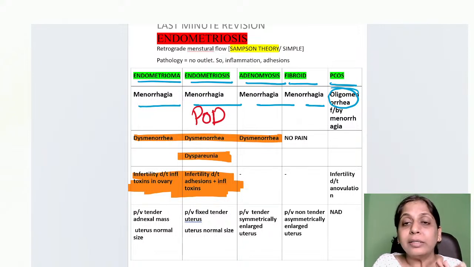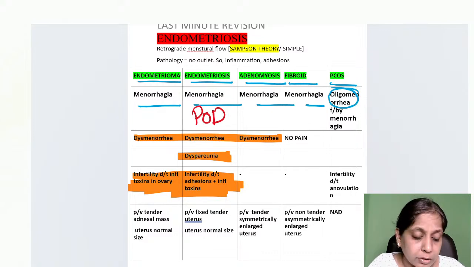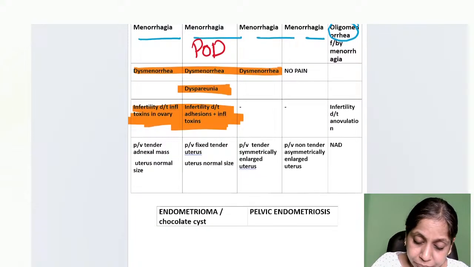There is inflammation, the chronic inflammation due to the shedding of the endometrium, which causes the production of inflammatory toxins. As a result, wherever the endometrium is, irrespective of whether it is in the ovary or in the pouch of Douglas, it will cause adhesion and infertility.